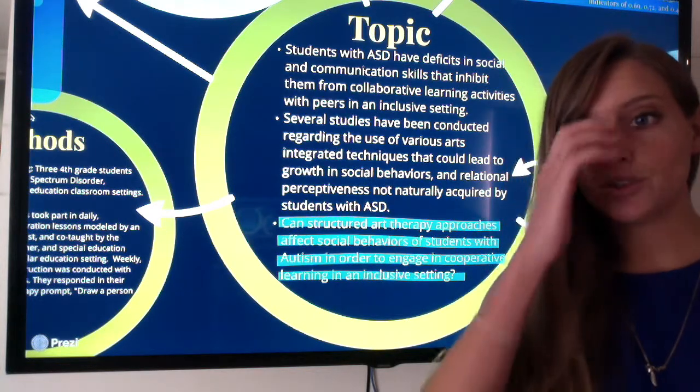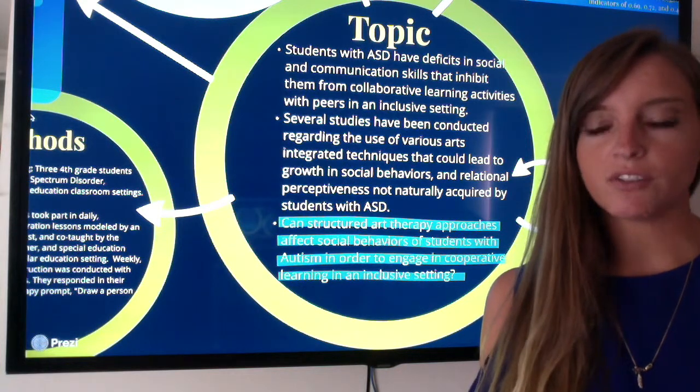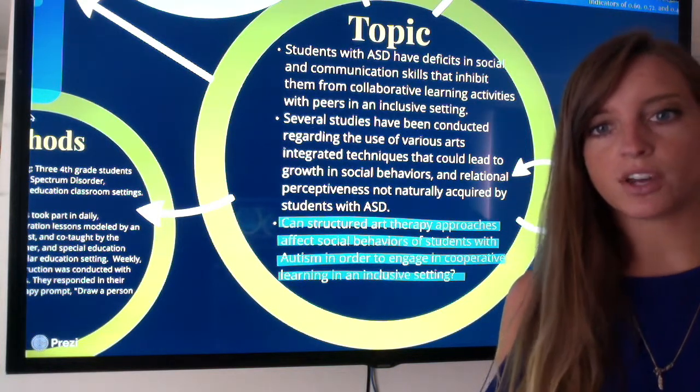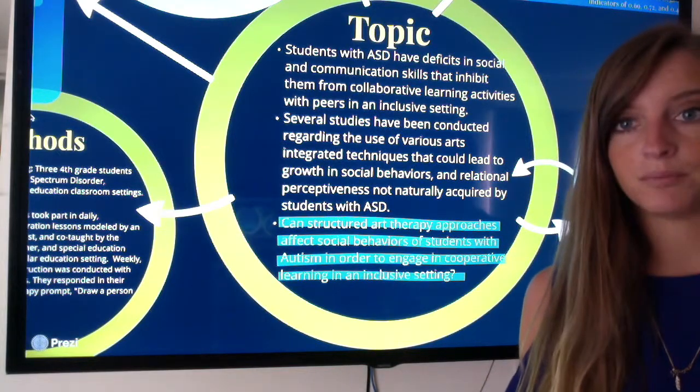All of this led me to the research question: can structured art therapy approaches affect the social behaviors of students with autism in order to engage in cooperative learning and in an inclusive setting?